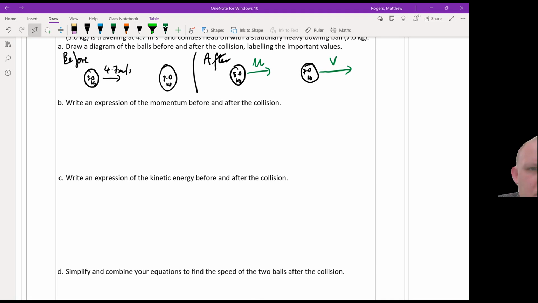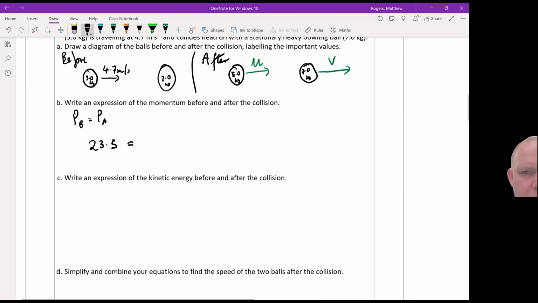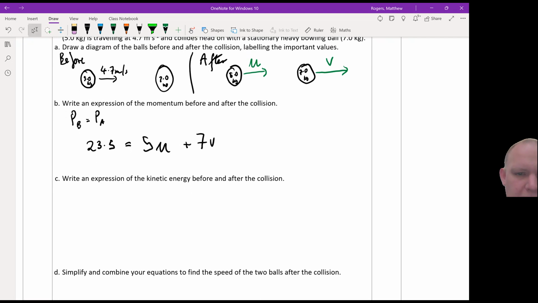Write an expression of the momentum before and after the collision. So we know the momentum before should be equal to the momentum after. So let's write it down in one line. The momentum before is 5 times 4.7. That's 23.5. That should be equal to the momentum after, which is 5u plus 7v. So I've used u and v for the two speeds afterwards. I know previously we've used u before and v for afterwards, but u and v tend to be the labels we use when there's two speeds as well.